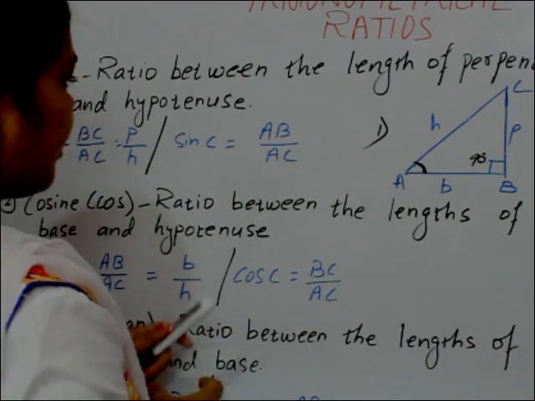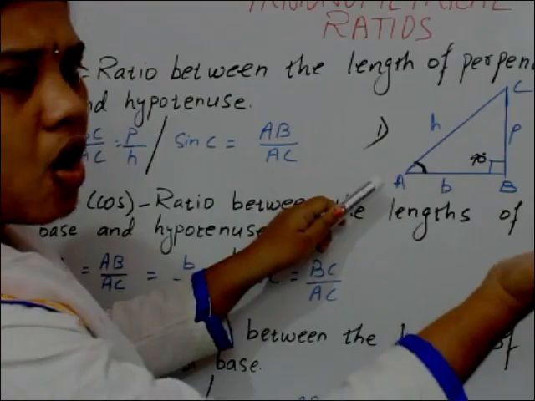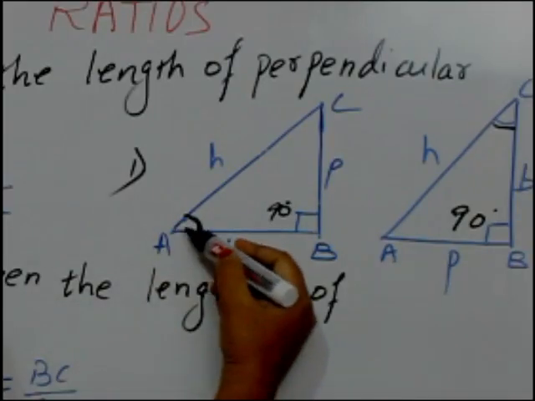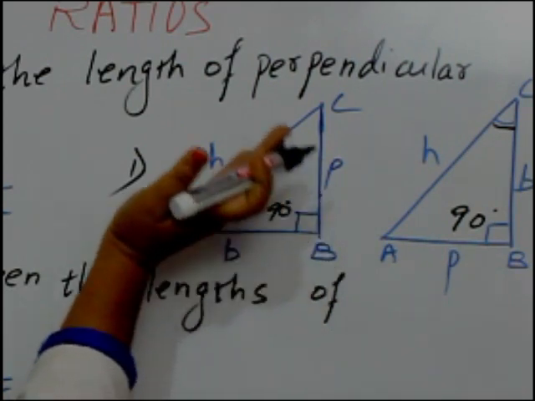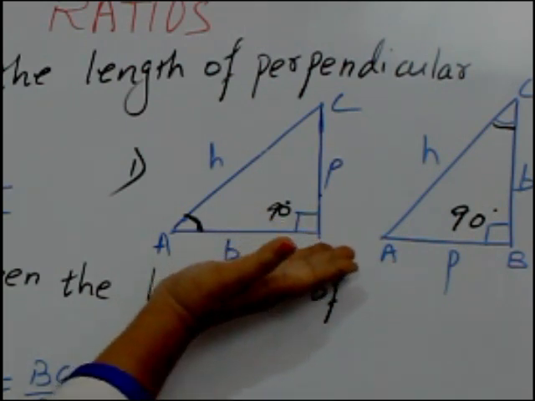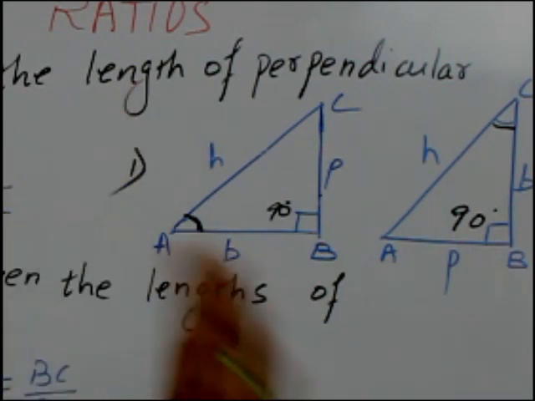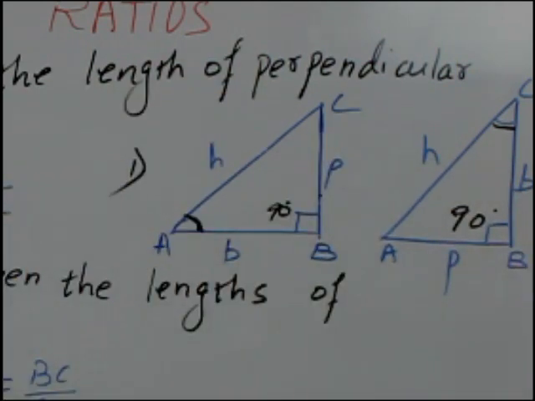So what I said, if angle A is the angle of reference, what is the perpendicular? Opposite. Angle A opposite, BC, is your perpendicular. The side opposite the right angle is the hypotenuse. Remember, the hypotenuse is always opposite the 90 degree angle. That is confirmed. Here, as you see, 90 degree opposite is hypotenuse.